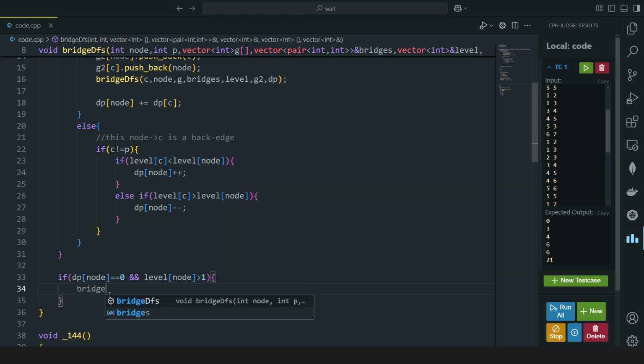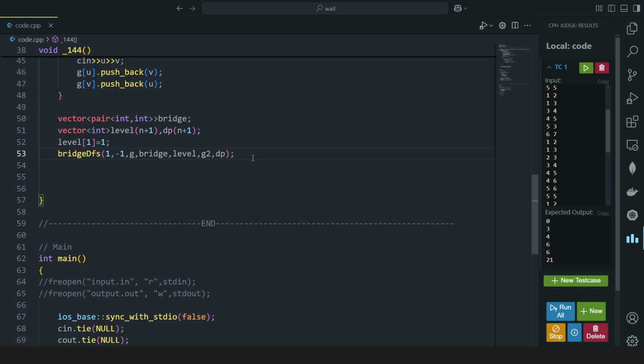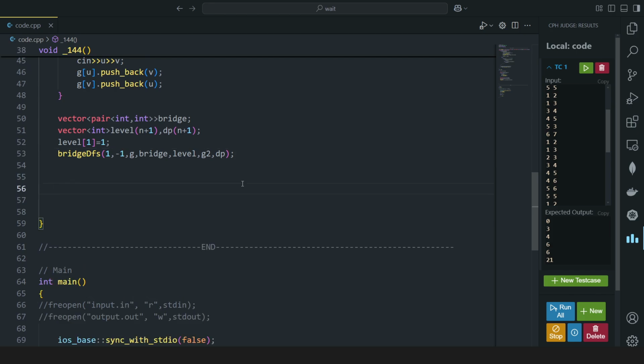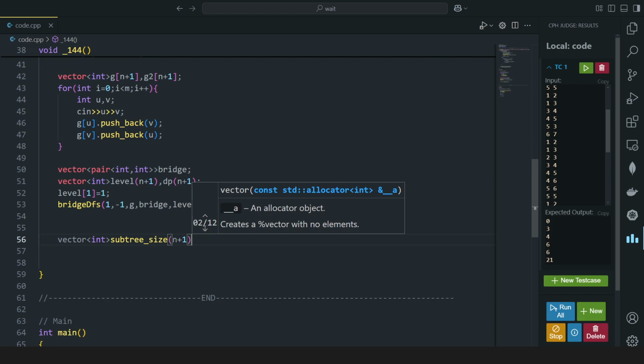So we will store that bridge in a pair. So that's why bridges dot pushback a pair, that is node and its parent P, right? This has been done, so our bridge is ready, right? And now we want to calculate the subtree size. So we will again declare a vector. Let's say subtree underscore size. It will also be of the size n plus 1 only.